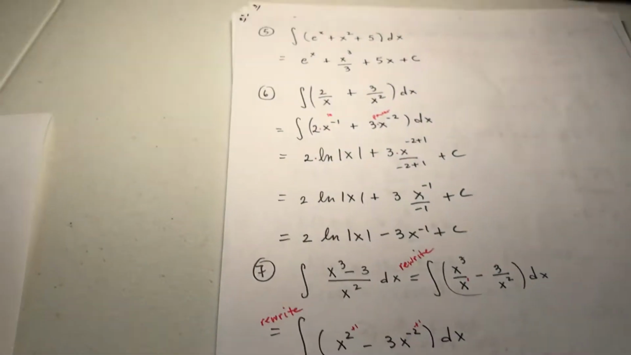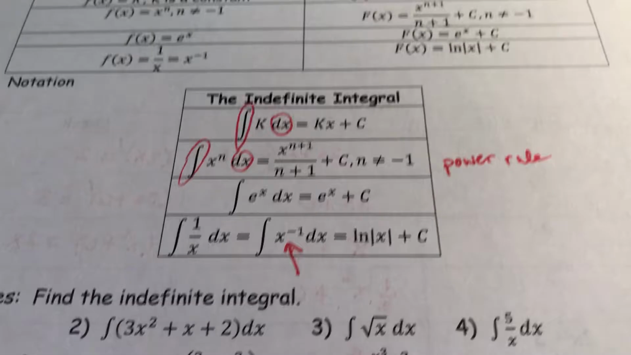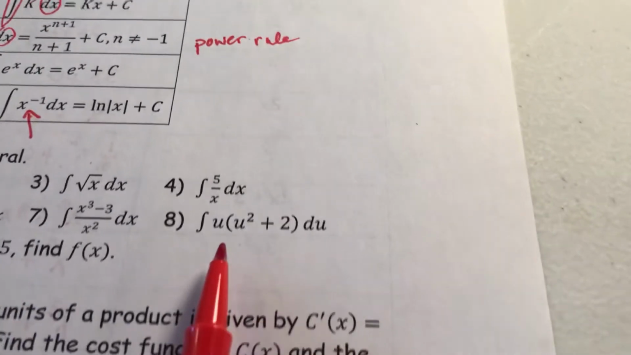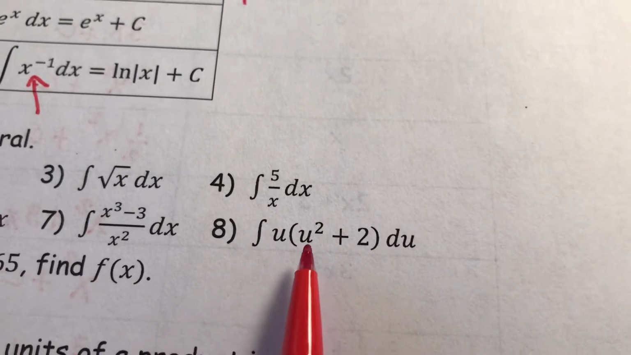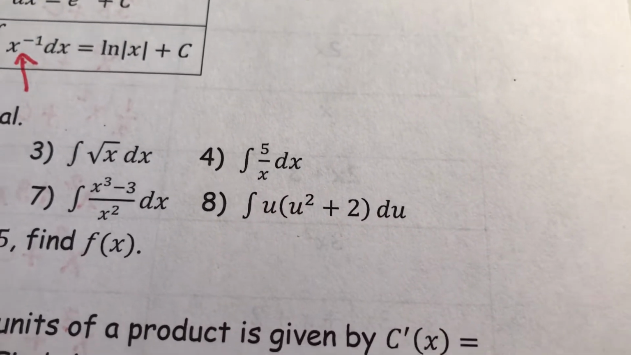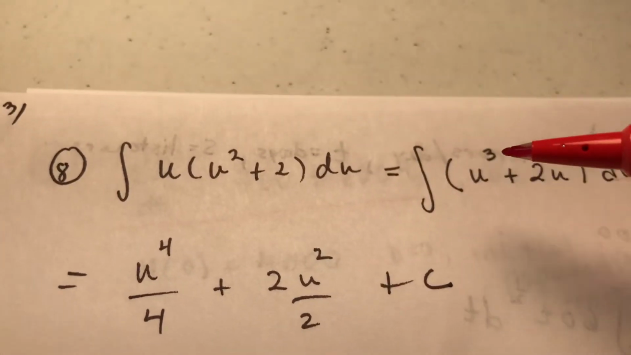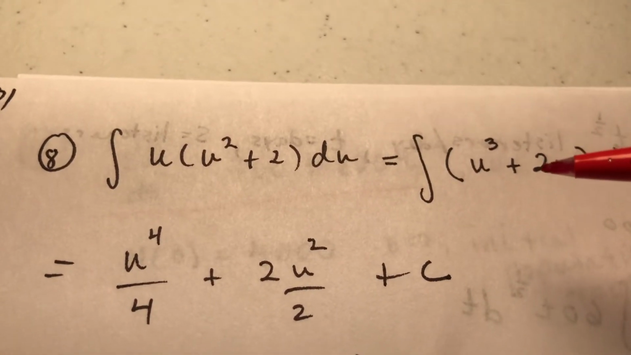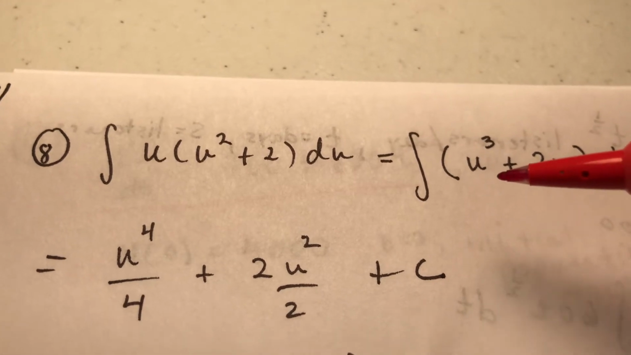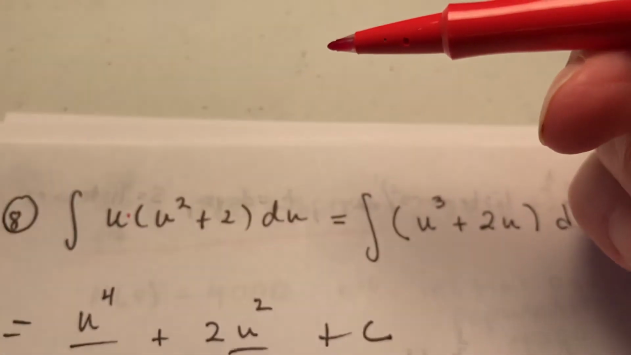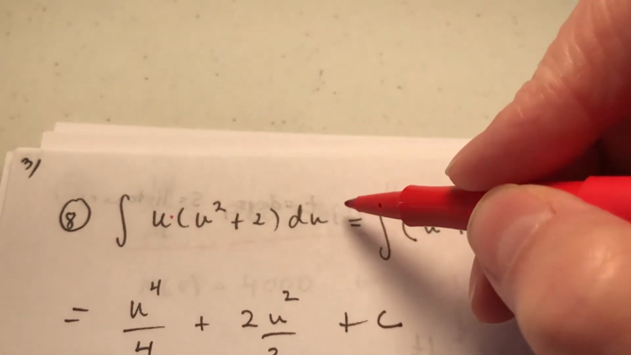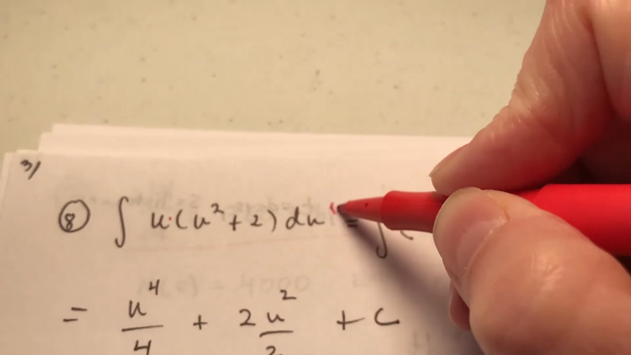All right, let's try number 8. 8 is the integral of u times the quantity u squared plus 2, du. So here's a u instead of an x. No big deal. We'll do everything, all the rules the same, except I use the variable u. Now to do this, there's no product rule, only in differentiation. So we're just doing a rewrite.